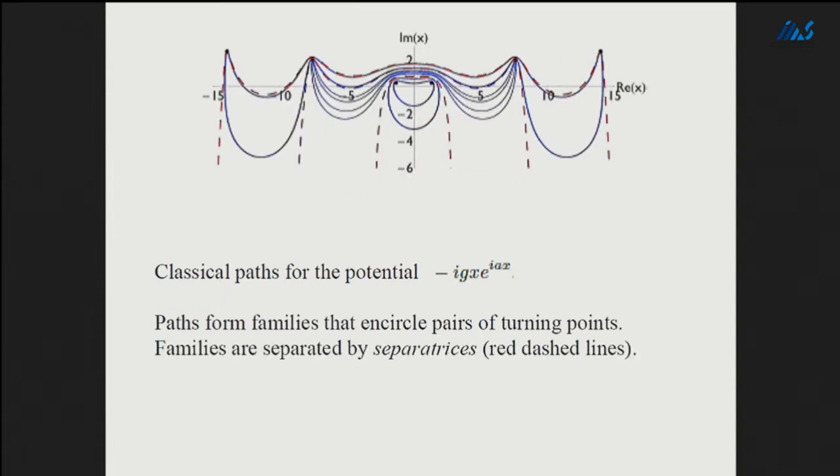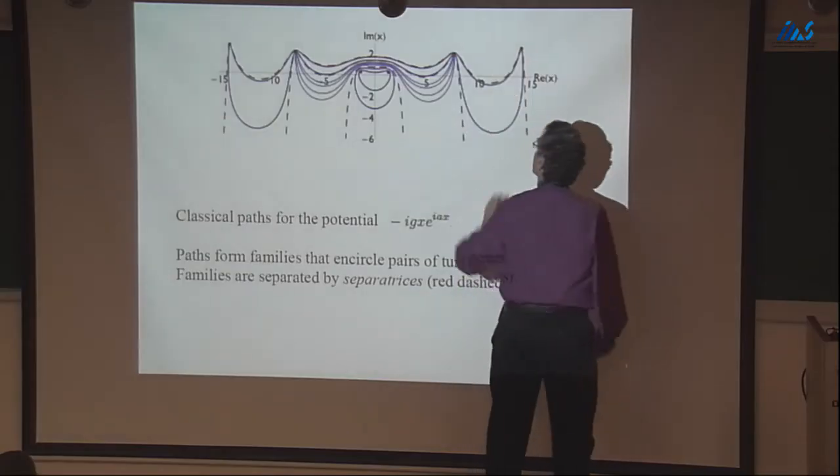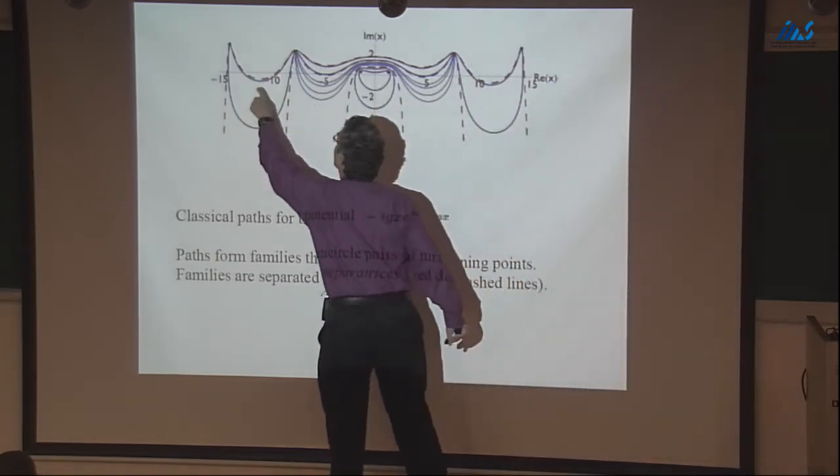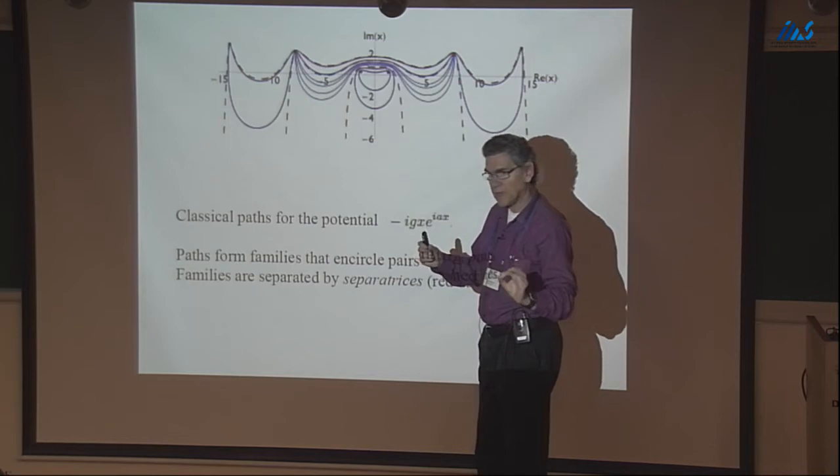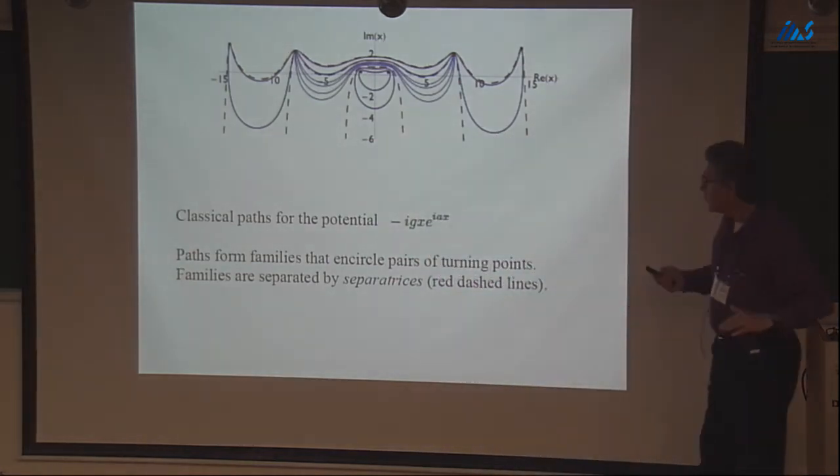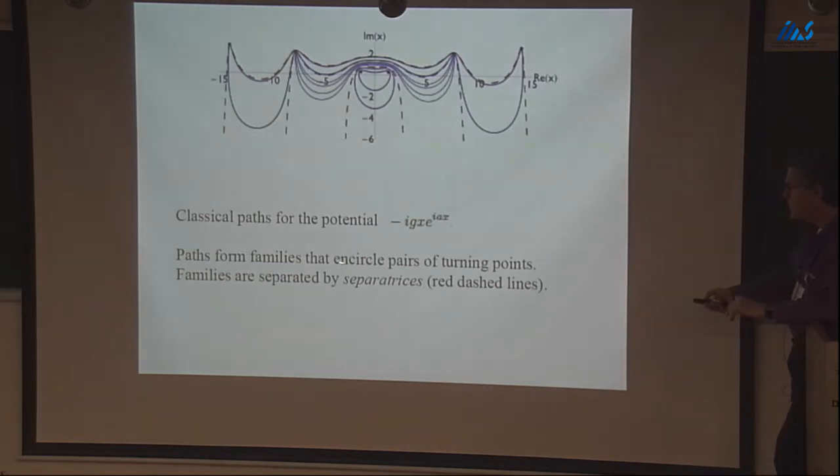However, if you look at potentials of the form x e to the ix, you get beautiful classical paths, which are really remarkable. You get one system of classical paths that close like this. Then you get a bunch of classical paths that close like this, that enclose this pair of turning points. And then you have classical paths that enclose this PT symmetric pair of turning points that go like this. Each set of classical paths only encloses one pair of turning points. So the paths form families that encircle pairs of turning points, and the families are separated by separatrices, which are these red dashed lines here.